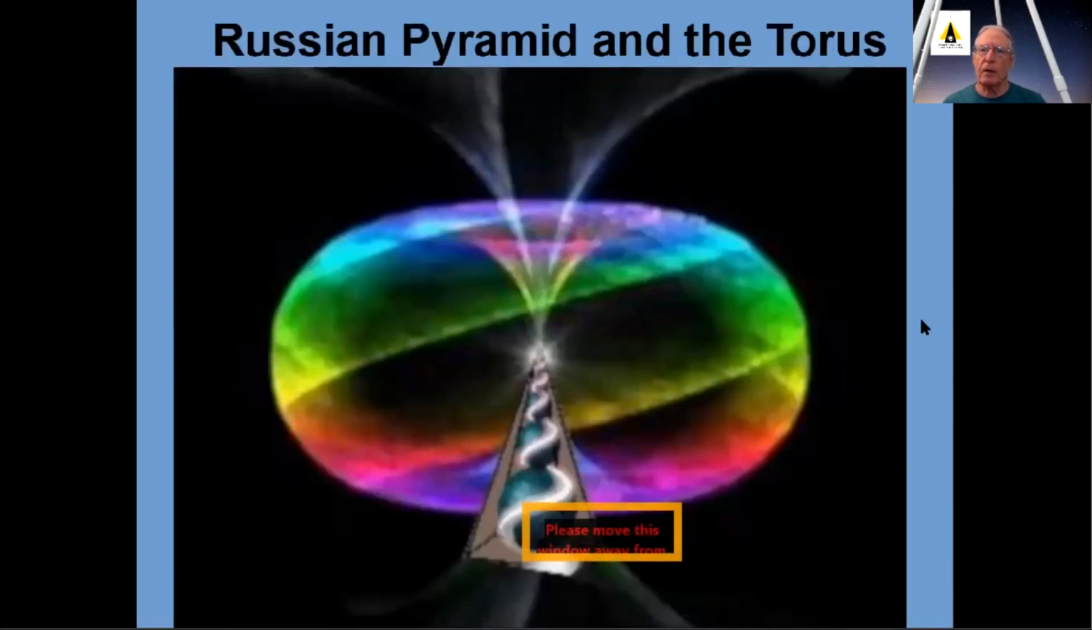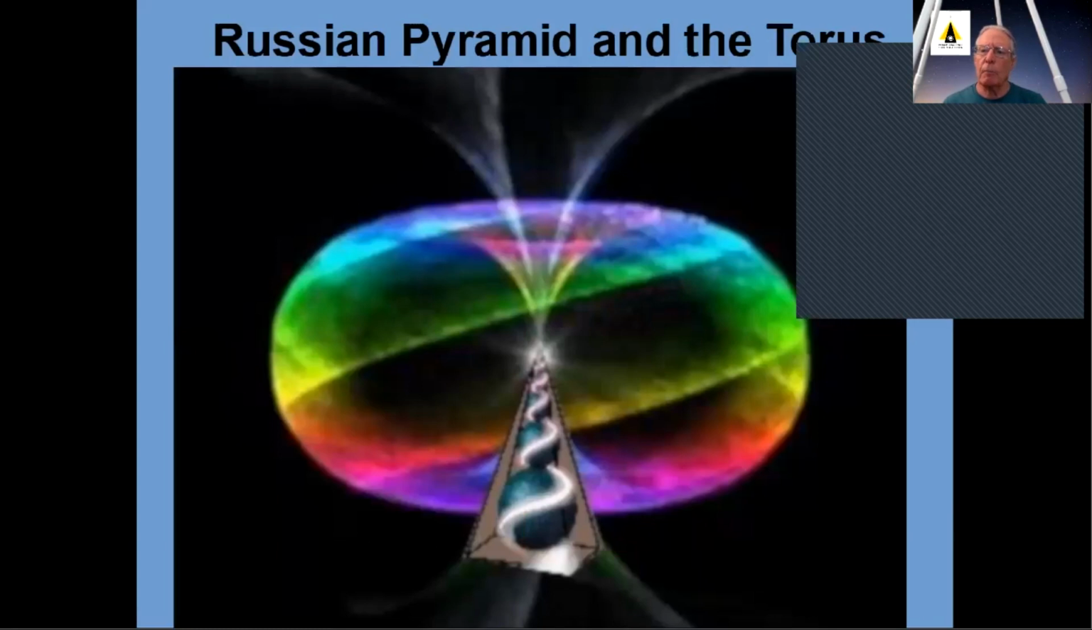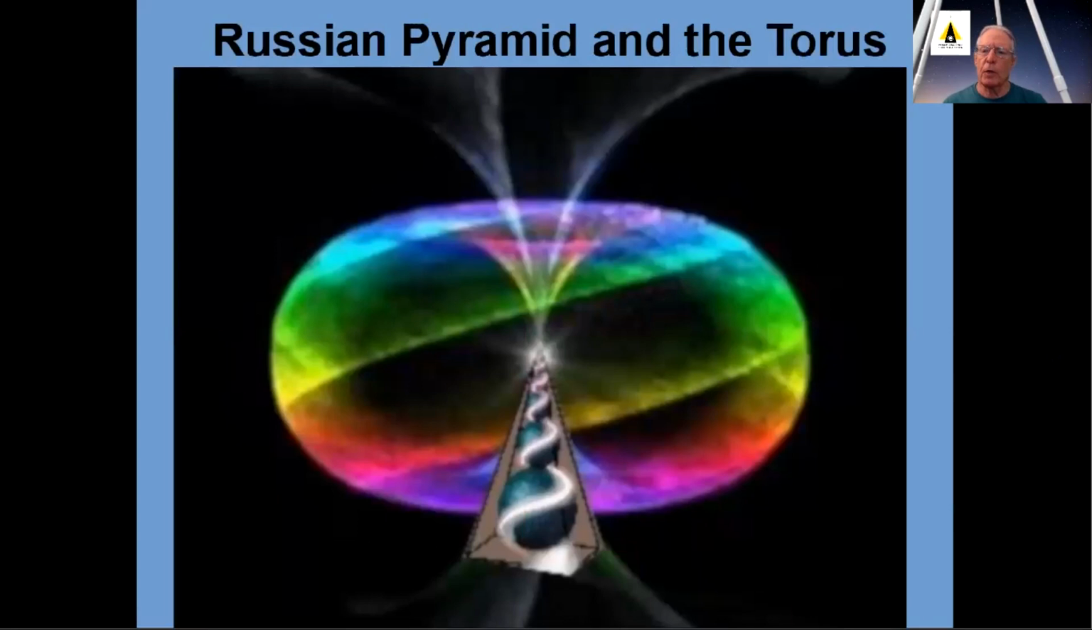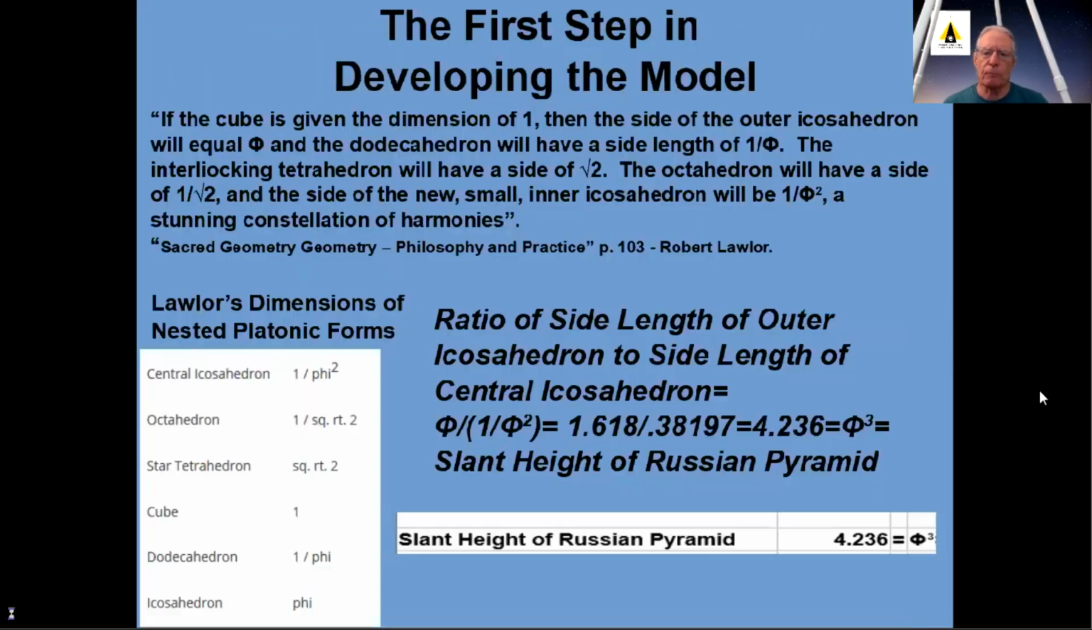And then finally, after I had done that, and I knew that there was a correlation between the geometry of the Russian pyramid and that of the torus, I put this very simplistic picture together. I sort of interposed the Russian pyramid into the picture of a torus. It seemed to make sense at the time, but really today's discussion is going to tie in how all of this works together.